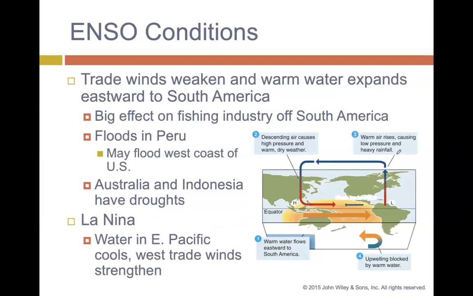More about El Niño conditions. Trade winds will weaken and warm the water as it expands eastward to South America. And this actually has a big effect on the fishing industry off South America, causing floods in Peru. Australia and Indonesia will have droughts. And La Niña is when water in the East Pacific cools and west trade winds will strengthen.